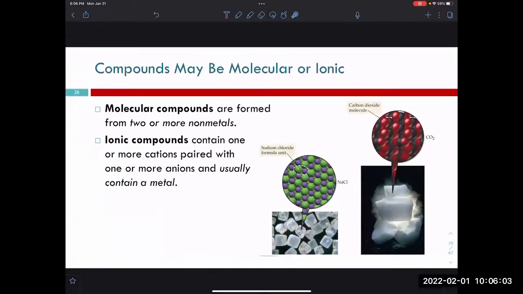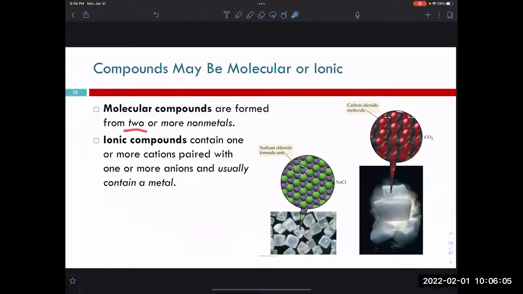So we have our molecular compounds, which are formed from two or more nonmetals. Carbon dioxide is one of those. Seen here is dry ice. And then ionic compounds are a little weird because they contain one or more cations paired with one or more anions. They usually contain a metal. But when we talk about these, we do them in formula units.